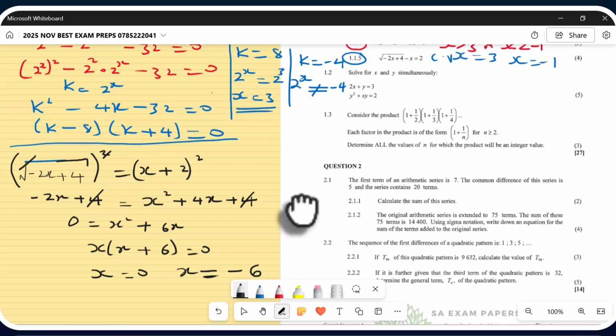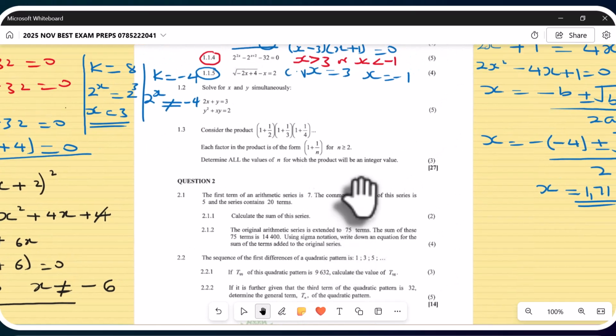Our other question here is this one for simultaneous equations. That's 1.2. Now this 1.2, I'm going to do it on this side. Okay. The simultaneous 1.2. Need to get some space here now.